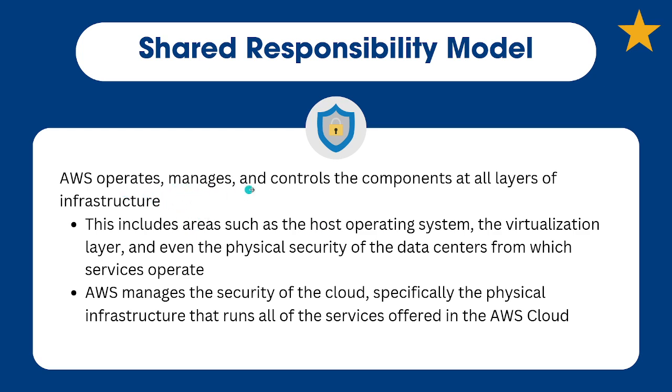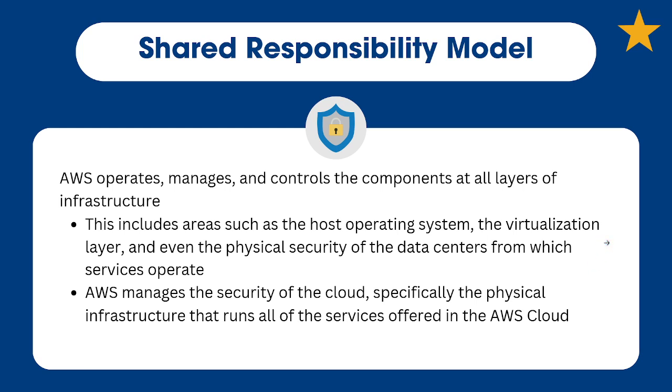So AWS operates, manages, and controls the components at all layers of infrastructure. That includes the host operating system, virtualization, physical, all the stuff that makes the cloud work. They're going to make sure to secure it. So again, they manage the security of the cloud, specifically the physical infrastructure, and of course even the virtualization, operating systems, all that stuff. So the actual cloud, they're going to make sure it works and that it's secure. That's kind of the whole appeal of the cloud, right? That you don't have to handle all those things on your own. You don't have to set up your own data center.